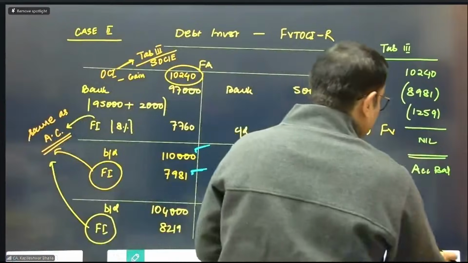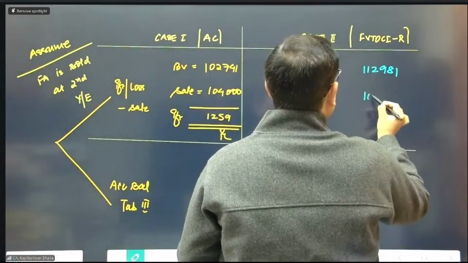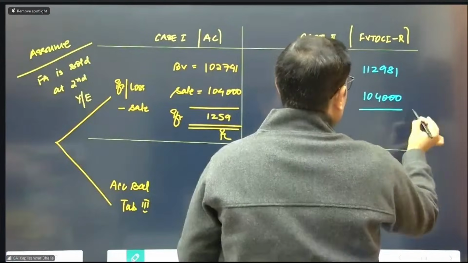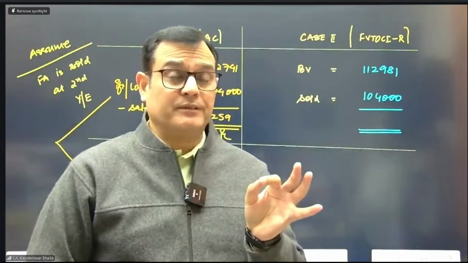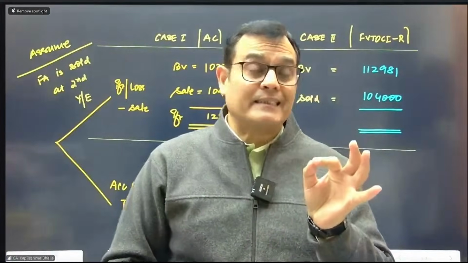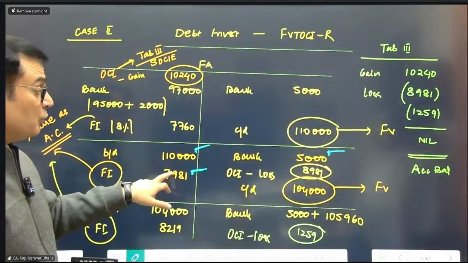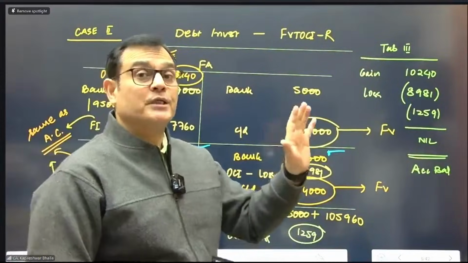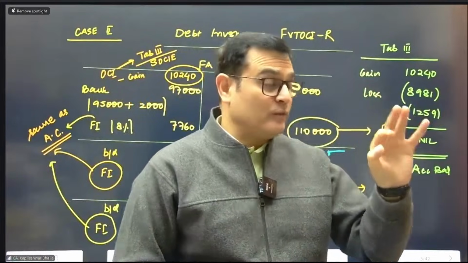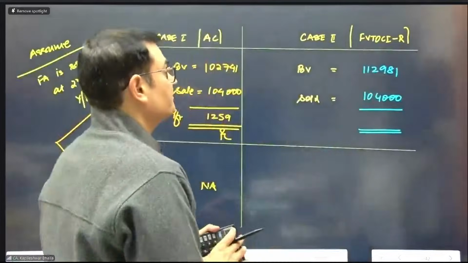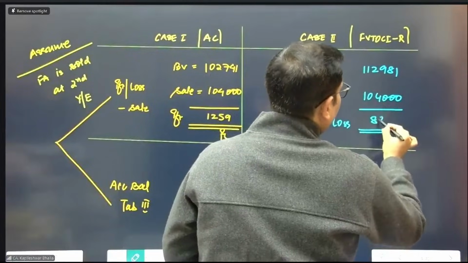It's 112,981, and you sell it at 1,04,000. Remember, the book value in the ledger is different, because you've captured the asset in the balance sheet at 1,10,000. You took the finance income and the collections, so you get the balancing figure in the ledger before capturing any fair value gains or loss. This is the book value. So we get a loss on sale to the extent of 8,981.